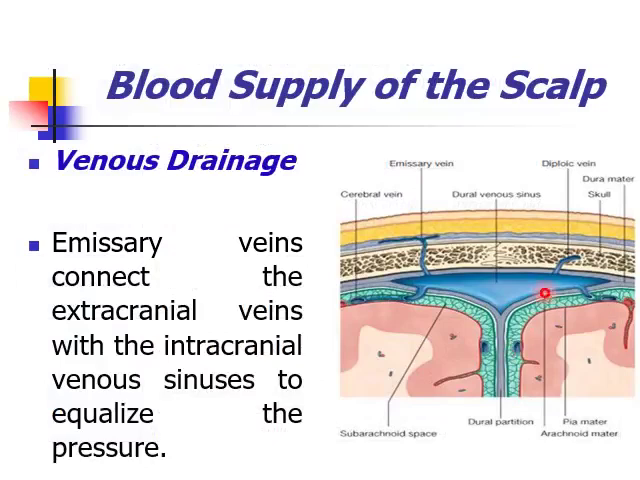The venous drainage of the scalp: we've seen the emissary veins connecting the 4th layer of the scalp with the intracranial venous drainage of the brain. The emissary veins connect the extracranial veins with the intracranial venous sinuses to equalize the pressure, as we mentioned earlier.